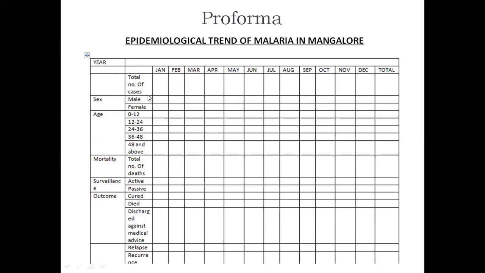And then the number of patients each month, how many males, how many females, and then further divided into age groups. Then how many deaths happened in January up to December, and the total number of deaths across the year. Now, how many were in active surveillance, how many were in passive surveillance, and then the outcome, how many were cured, how many died, how many left against medical advice, how many relapses, and how many recurrences. So this is how we record an epidemiological trend in a pro forma.